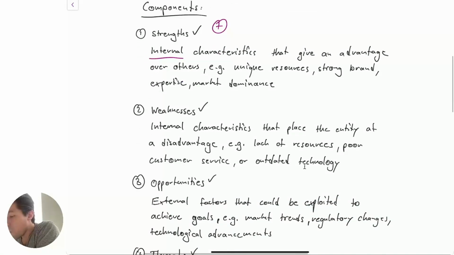The second one, weaknesses, which as the name suggests is negative, but it also considers internal characteristics that place the entity, the project, the business, the person at a disadvantage. For example, lack of resources, poor customer service, or outdated technology.